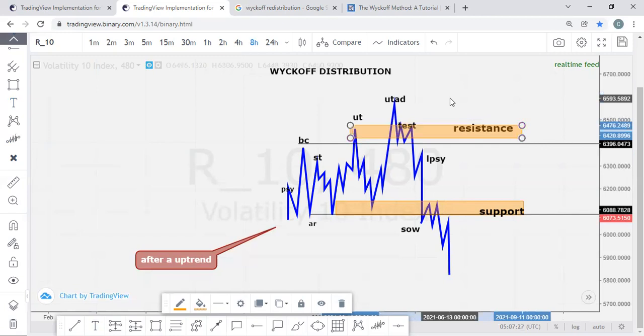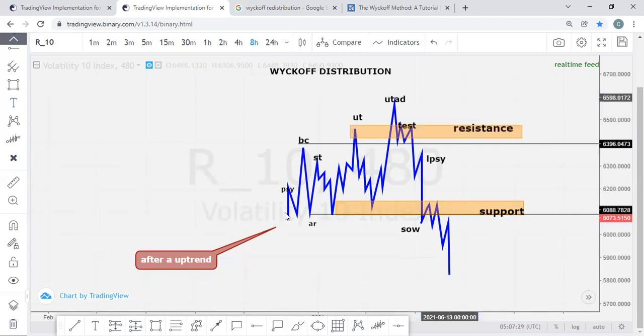So now, how do you trade this? Basically, you want to see your PSY, you want to see all these players, you want to see your UT, you want to see all the support form below, and then this is your area of interest. You're looking out for this UTAD and this test. This is where you're interested to make your entry. That means you want to see this UTAD take out this high, take out all the highs, right? Grab all this liquidity here, and then come down into the resistance region.